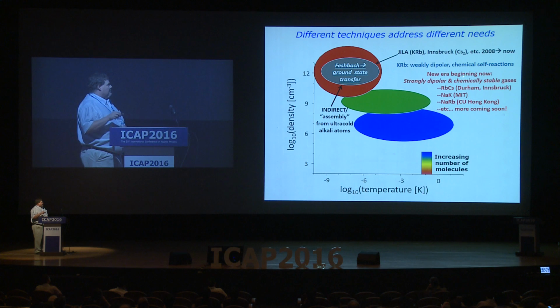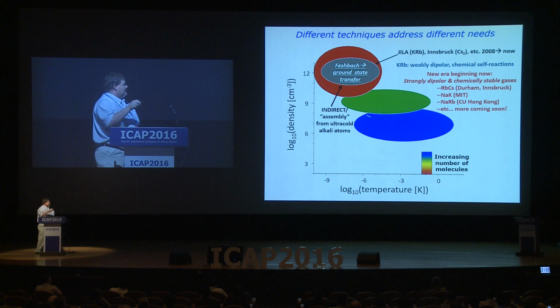There's really a new era beginning now where it's going to be possible to explore in the regime of quantum degeneracy very strongly dipolar and also chemically stable gases. So we'll hear in the last talk of this session from Simon Cornish about the experiments using rubidium-cesium molecules at Durham. There's similar results from Innsbruck, from MIT. Martin Zwierlein mentioned this briefly yesterday, also from Hong Kong, and a good handful of other experiments that are being built and coming online soon in this area. So this is a very exciting development in the field, but I'll leave it to Simon to tell you more about that.